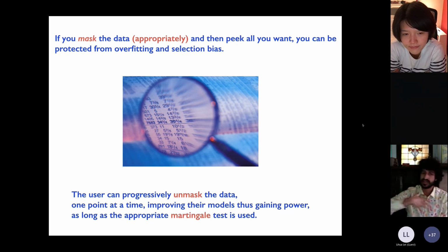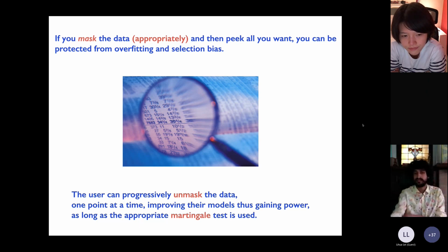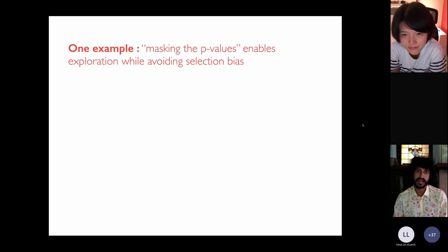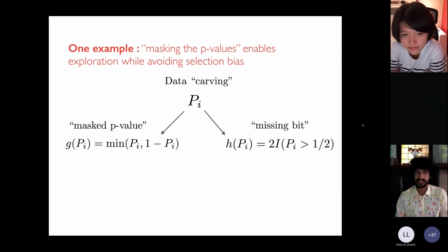Over time, the user can progressively unmask the data one point at a time and improve their models as they go along to improve power. And this is, as long as an appropriate martingale type test, the underlying theory behind ADAPT is based on a particular martingale, and so as long as that's used, everything will still be okay. So I think very interesting idea. There's, I think, plenty to do in future work. And so one example of this was masking the p-values as mentioned. The minimum of p and 1 minus p is revealed, and then the missing bit is kept hidden.